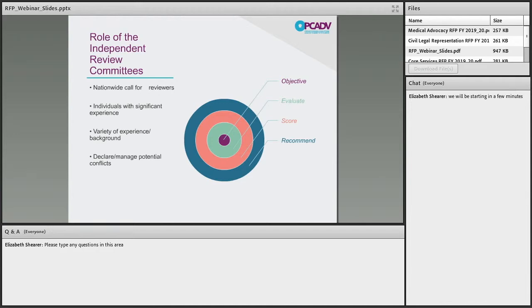Reviewers will not know your program. We are making efforts to avoid any potential known conflicts. While there may be some retired program directors reviewing proposals, they will not have anything to do with your program's regional area. And we can manage that to some extent. If there's a conflict that we cannot manage, then we would ask that reviewer to bow out of the process. We want to be as ethically unencumbered as possible so that folks will be able to make an objective evaluation and score your program's strong points.